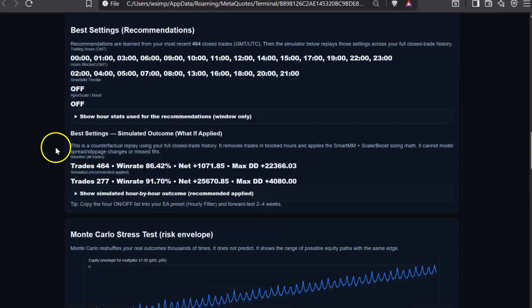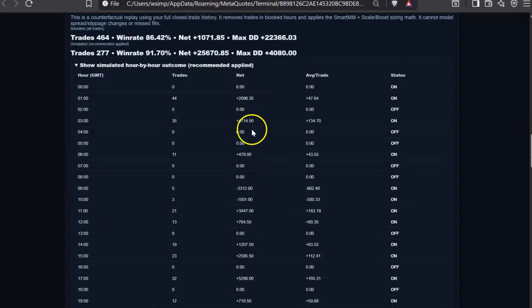What this actually does here, so once it's got these best settings and these trading hours have been removed, it actually tells you what the profit and loss would have been from those just slight adjustments. You can see it would only have taken 277 trades, 91% win rate, 25,670 profit compared to 1,070. So this is just trading the best trading hours. It tells you the simulated results throughout those hours.